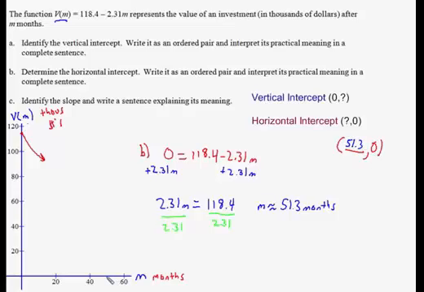That would be somewhere, this would be about 50 right here. So 51.3 would be somewhere in here. The important thing is that we've determined the horizontal intercept. The harder part is to interpret the practical meaning. We've written it as an ordered pair.